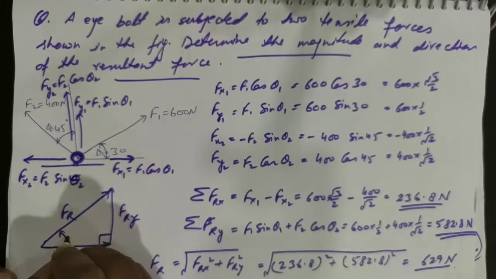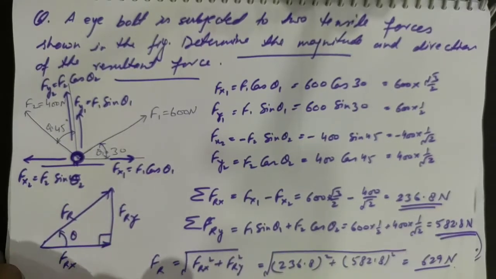And if the angle is theta degree, then theta is equal to tan inverse of 582.8 divided by 236.8, so that angle will be 67.9 degree. Here we solved this problem in a scalar way.